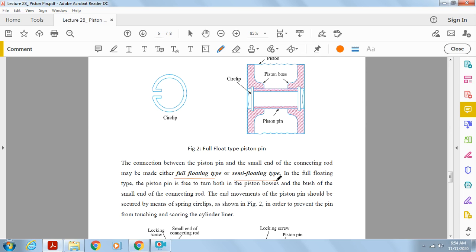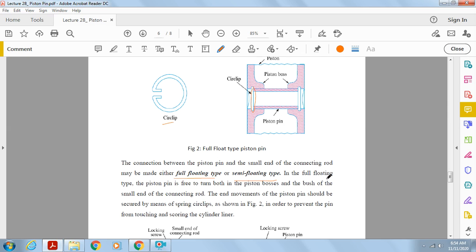Figure 2 is for the full floating type piston pin. This one is the piston pin. This is the circlip, this is the piston boss, and the whole part is the piston, as you see. This part is the circlip. If you see this cross section, it will look like this circlip.